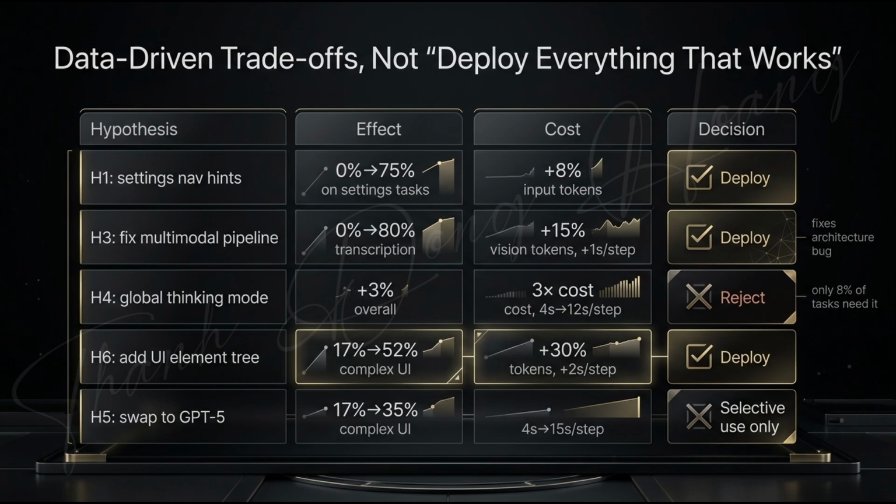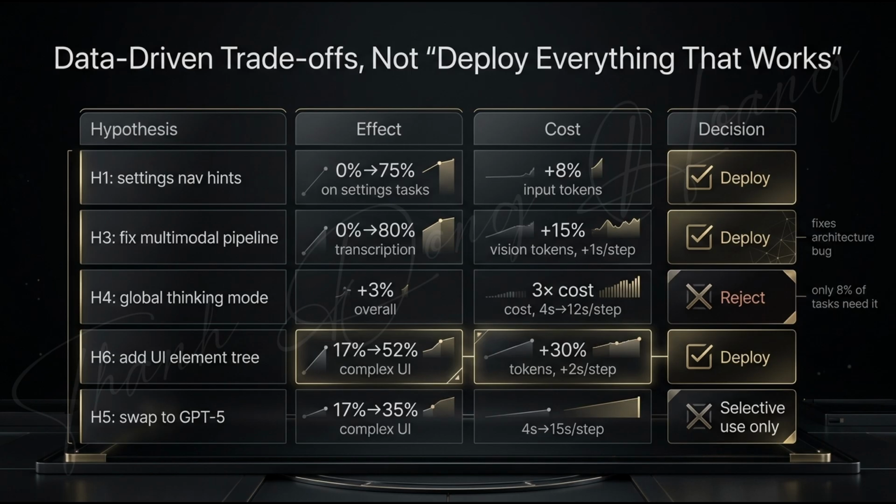Global changes that help on average aren't automatically worth deploying everywhere. In one case, turning on deeper reasoning across every task did improve overall performance slightly, but it turned out only a small fraction of tasks actually needed it. So tripling the cost and latency for every single task was the wrong trade.